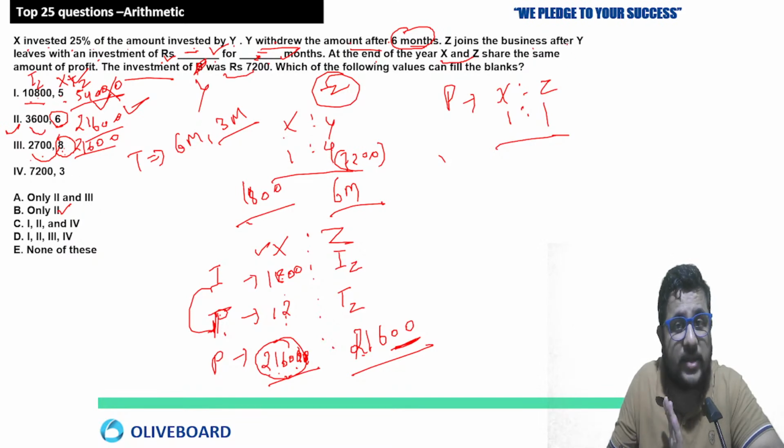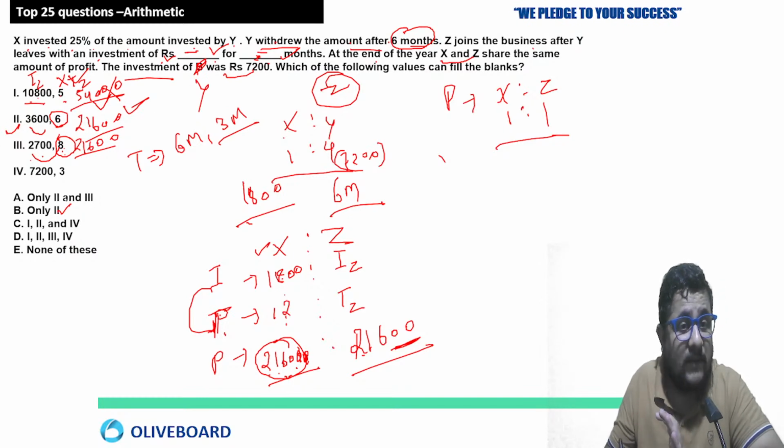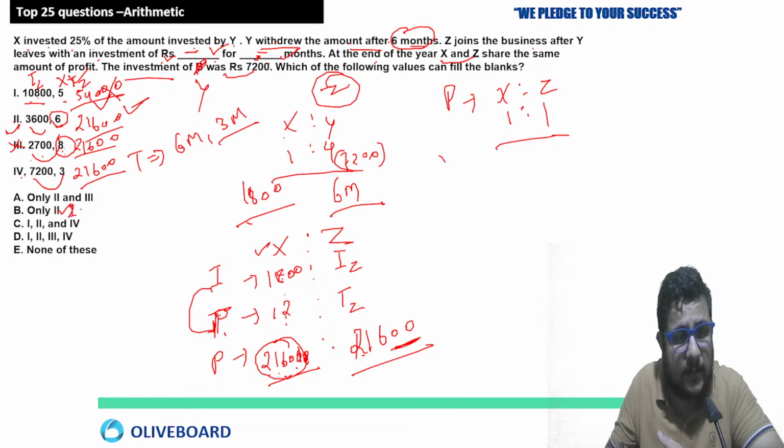They have not mentioned whether Z was in the partnership at the end or not. So we can expect the possible value from here also. 72 into 3, 21600. Here also you are getting it. But the third one is not satisfying. So your answer is going to be either second or fourth. So only the second and fourth values are possible here.